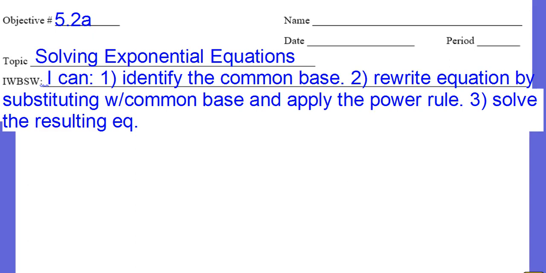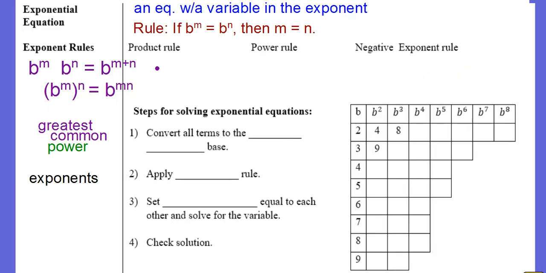All right, so your objective, you will be successful when you can identify the common base. That's the biggest part. Rewrite the equation by substituting with the common base, apply the power rule, and three, solve the resulting equation. So before we can do that, let's start with some vocabulary. First, what is an exponential equation, different than an exponential function?